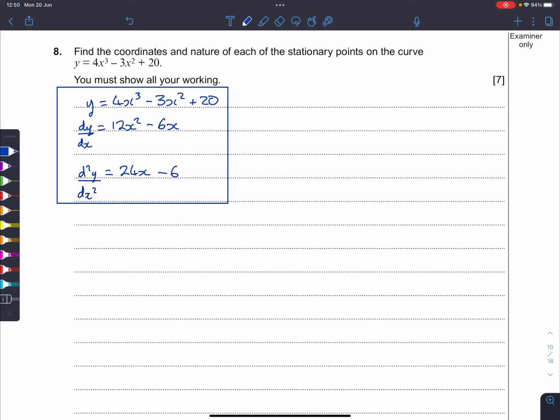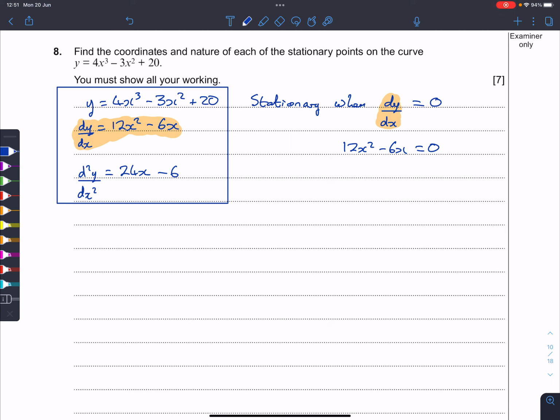So if I'm looking for the stationary points, the first thing I need to do is to find out where they are. A curve is stationary when dy by dx, the gradient, is 0, so it's not increasing and it's not decreasing. So I can put in my expression for dy by dx, which is 12x squared minus 6x. So this becomes 12x squared minus 6x equals 0.